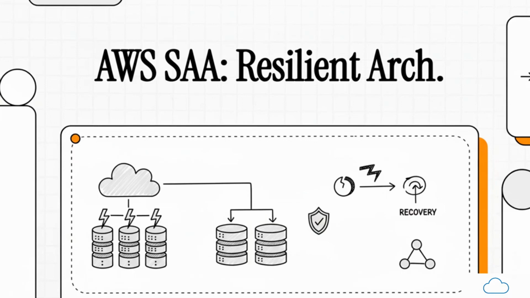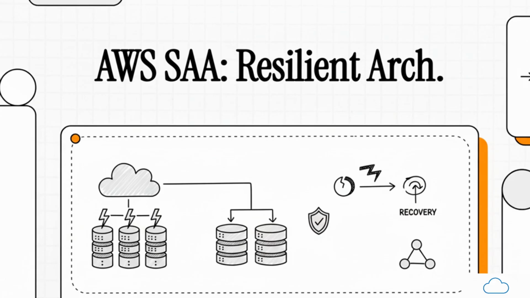All right, let's dive right in. If you're gearing up for the AWS Solutions Architect Associate exam, you know designing resilient architectures is a massive piece of the puzzle. Honestly, it's where a lot of people get tripped up. So in this explainer, we're going to cut through all the noise and focus on exactly what you need to know to absolutely nail those tricky scenario questions.